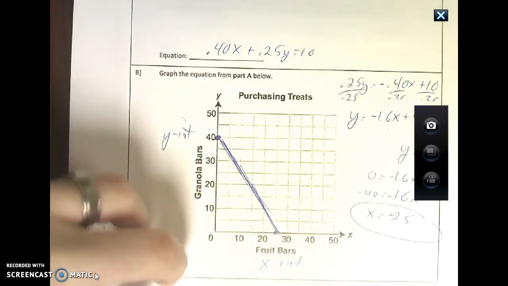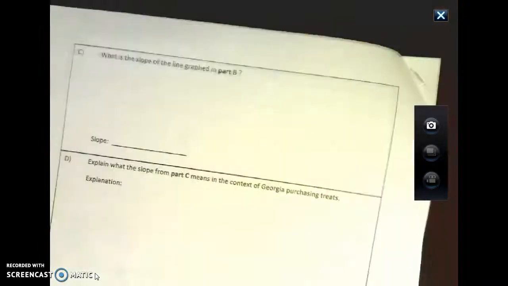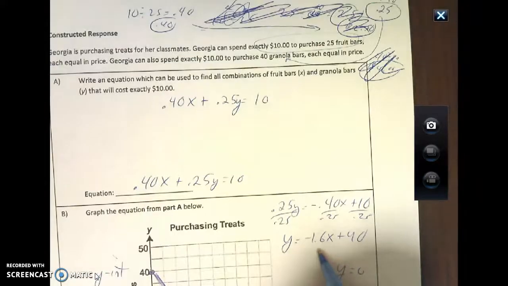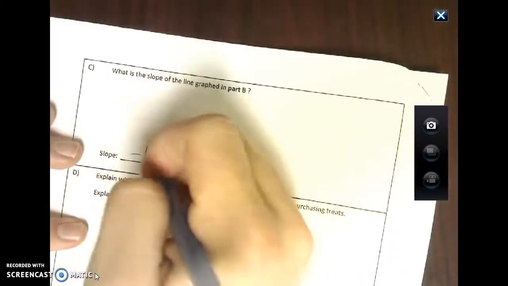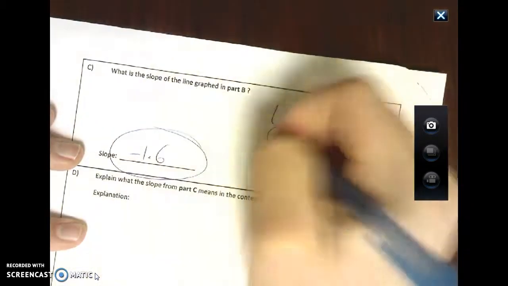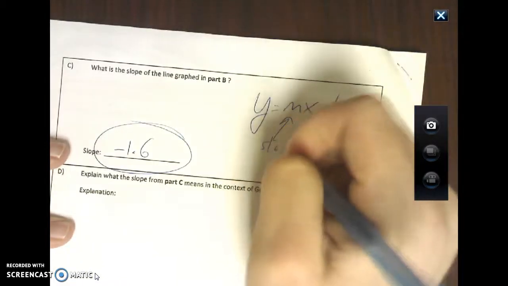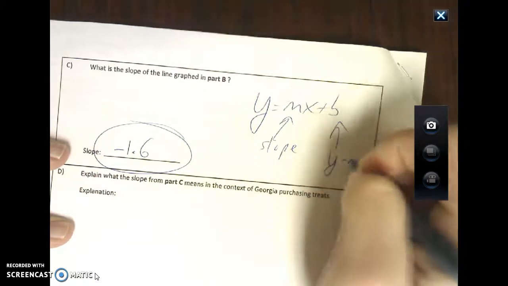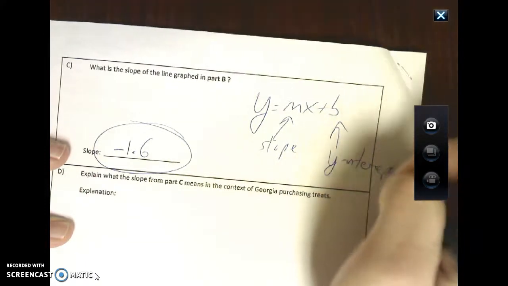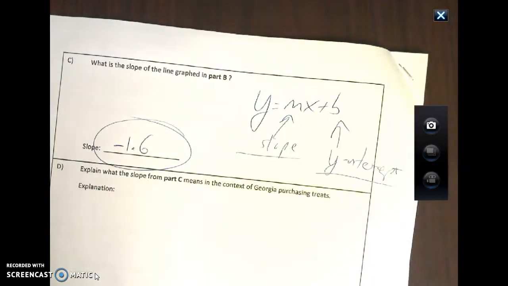Alright, on to the back. What is the slope of the line graphed in part B? So if we go back to where we were at, slope is what's in front of your x, always. So in this problem, it's negative 1.6. The slope is negative 1.6. Make sure you guys are comfortable with this, mx plus b. This is your slope. This is your y-intercept. Okay? Because they're going to ask you to identify it. We've hit that so many times in class. There's a reason for that.